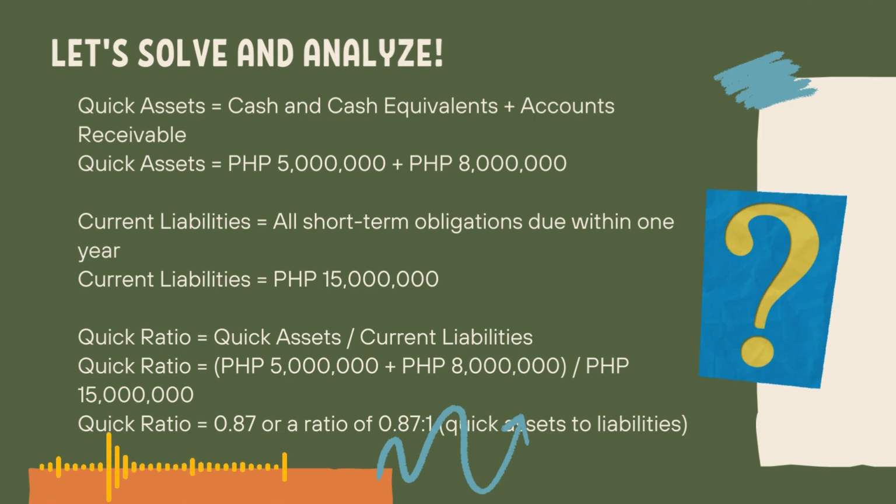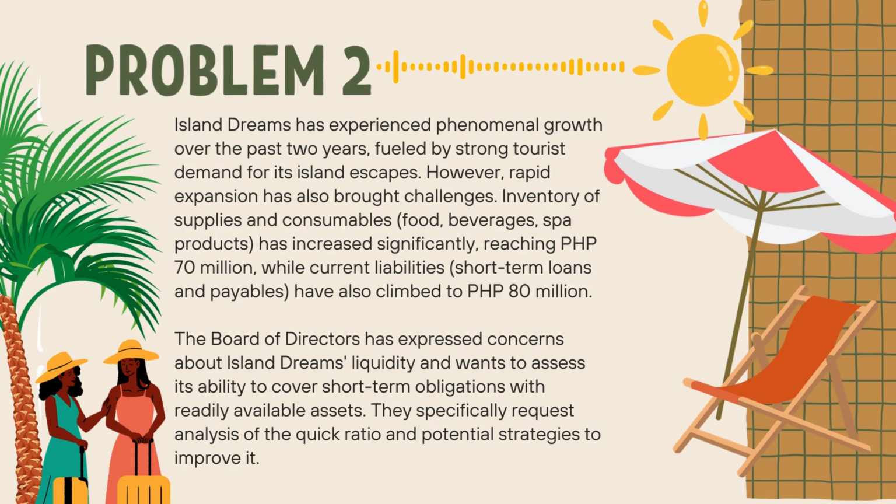improve its liquidity. For problem number 2, Island Dreams has experienced phenomenal growth over the past 2 years, fueled by strong tourist demands for its island escapes. However, rapid expansion has also brought challenges. Inventory of supplies and consumables, these may be food, beverages, spa products, has increased significantly, reaching 70 million pesos, while current liabilities, short-term loans and payables, have also climbed to 80 million pesos.